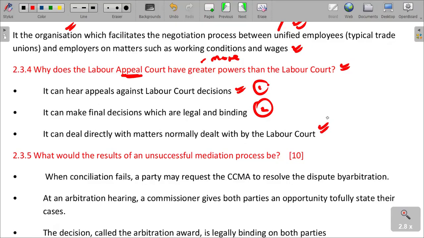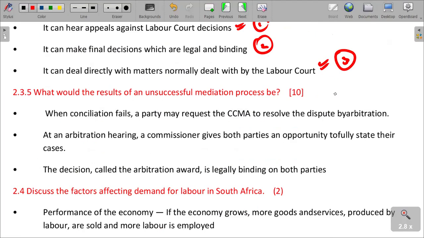So the Labor Court actually refers cases to what? To the Labor Appeal Court. The Labor Appeal Court actually presides on matters that might have been found not fairly settled by the Labor Court. So it can deal directly with matters that have been dealt with by the Labor Court.